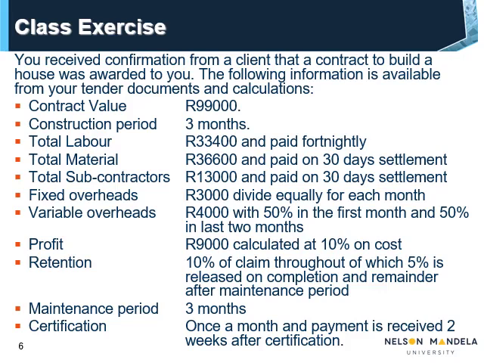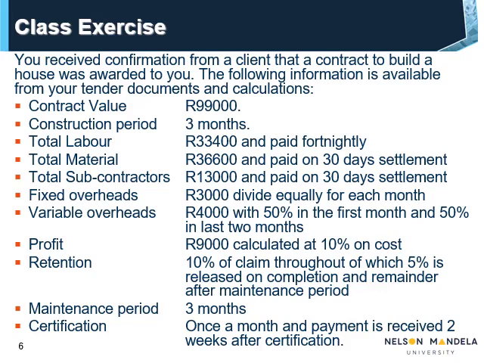The value of all the subcontracts on the project is 13,000 Rand, and is paid monthly on a 30 days settlement basis. The total fixed overheads have been estimated at 3,000 Rand, and is divided equally for each month. The total variable overhead costs have been estimated at 4,000 Rand, of which 50% is allocated to the first month, and the remaining 50% is equally divided into the last 2 months. The estimated profit is 9,000 Rand and was calculated as 10% on cost.